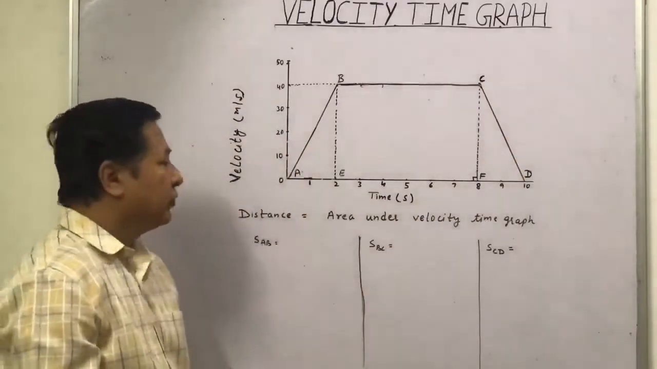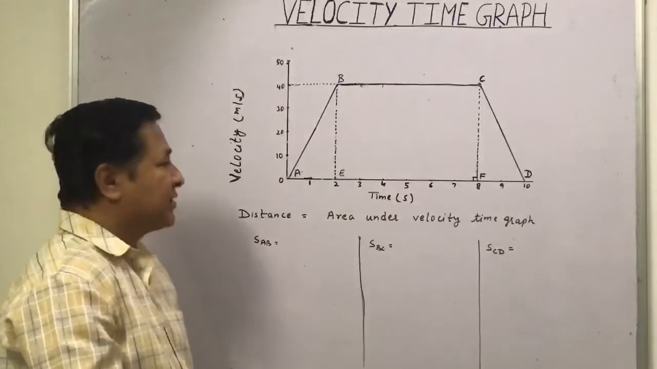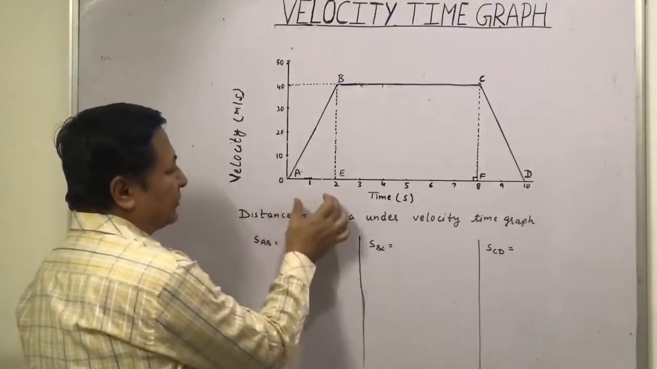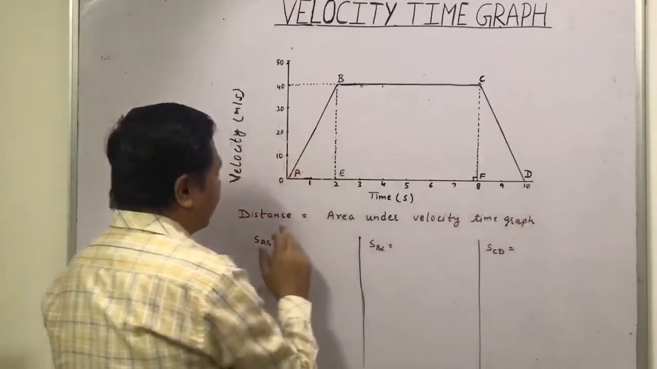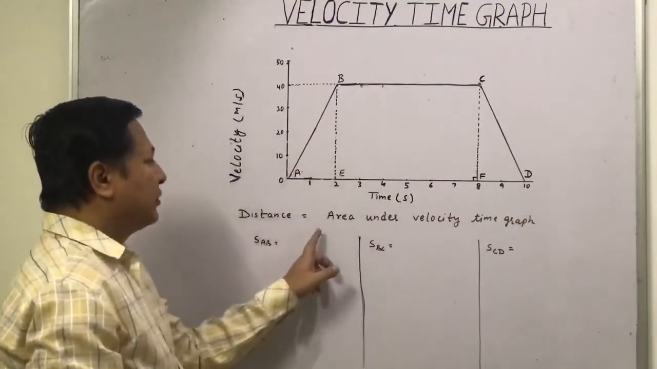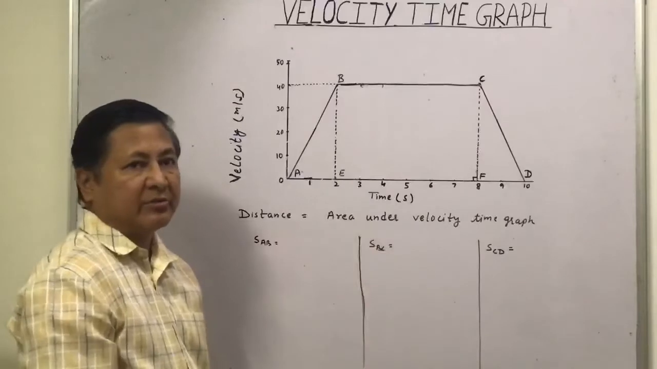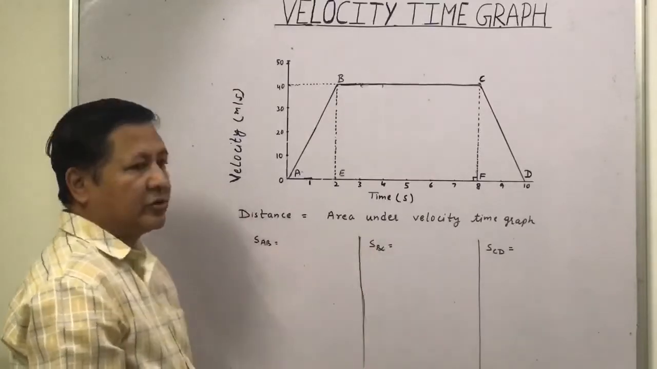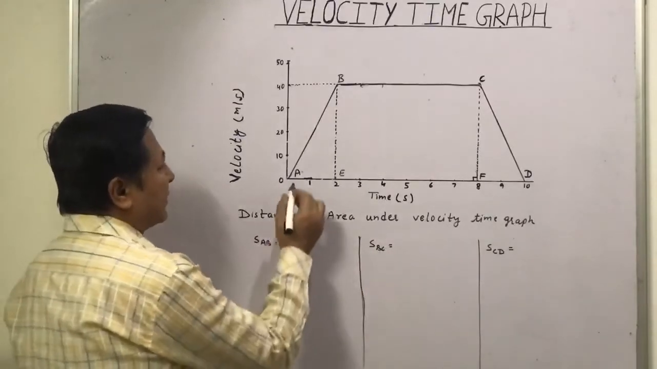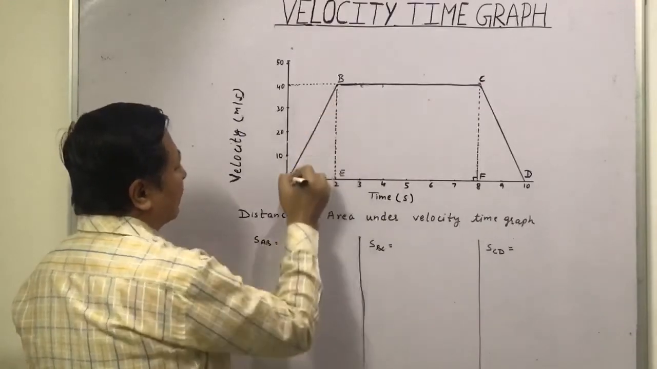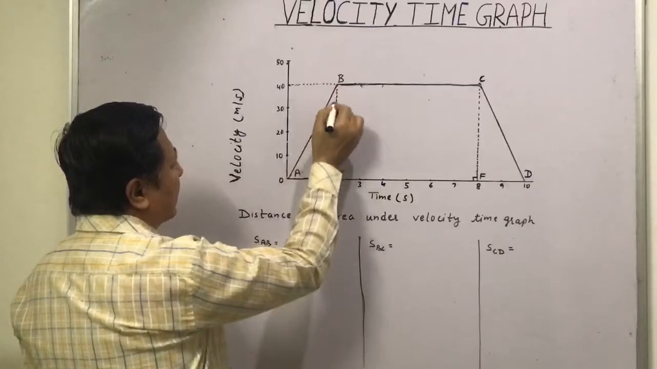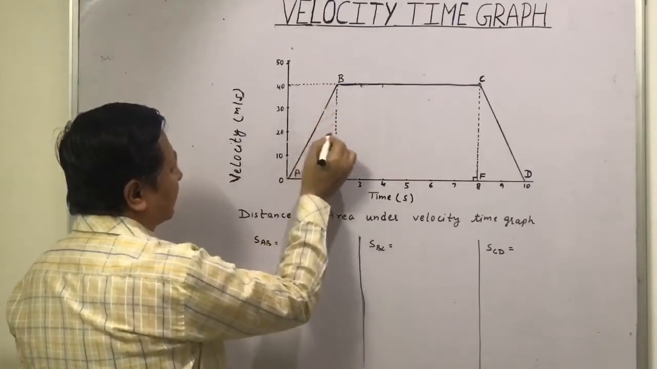Now if you want to find how much distance is traveled during first 2 seconds and the next 8 seconds and in the next 2 seconds, we can find the distance, and that will be equals to the area under velocity time graph. Area under velocity time graph. Now let's say the distance traveled during the first 2 seconds. So this is the graph which is formed, that is AB, and we have to find this area.